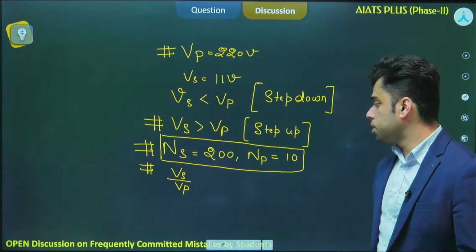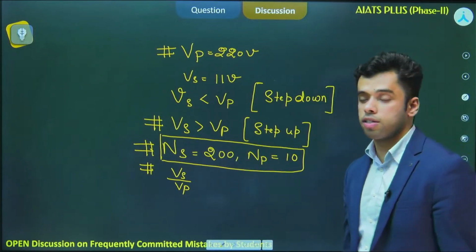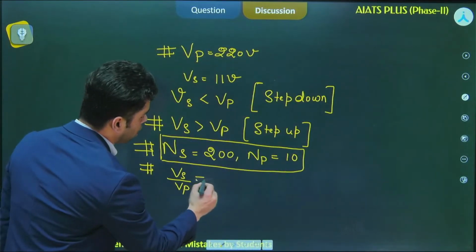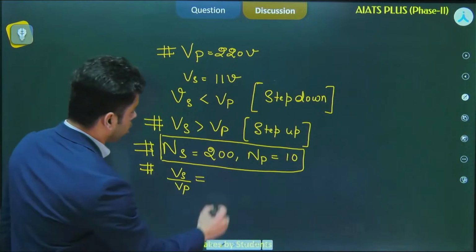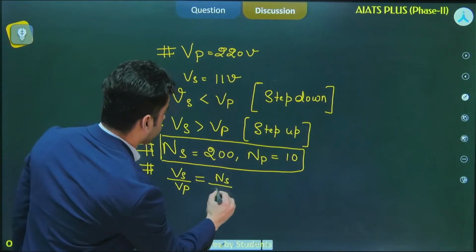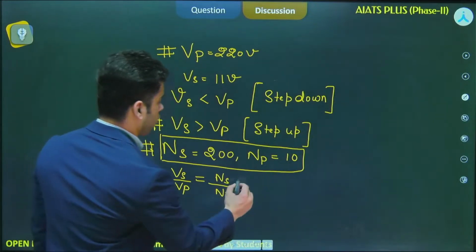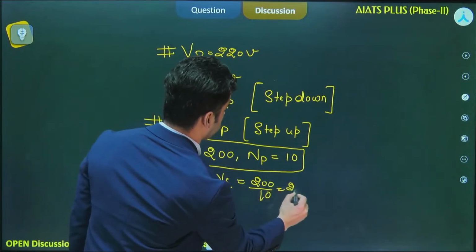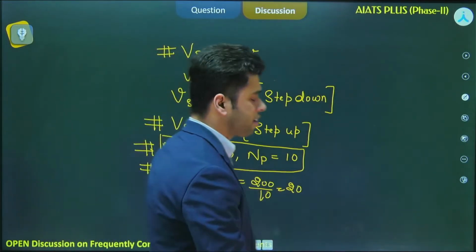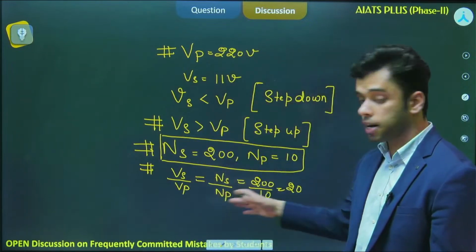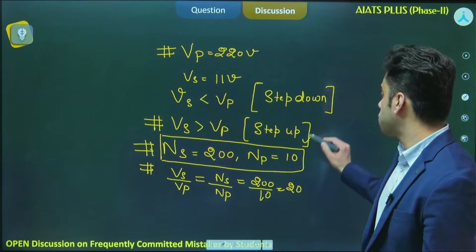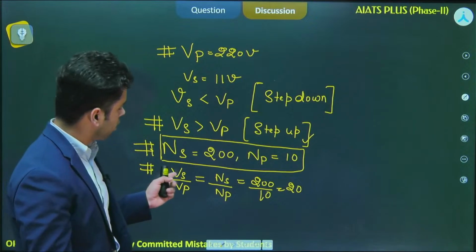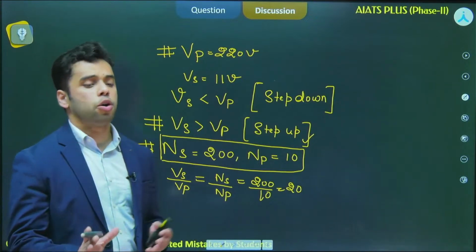So Ns is 200, Np is 10. We need to calculate the ratio of Vs by Vp. Okay, still we have not got any answer. Let me solve this for you. So Vs by Vp, according to the concept that we just built, is equal to Ns by Np. And Ns in this case is given as 200, Np is given as 10, so it comes out to be equal to 20. So obviously Vs is greater than Vp, so this means that it is a step-up transformer. And if I had the value of any one of these, I would have calculated either the secondary or primary. So that's how you deal with such kind of problems.